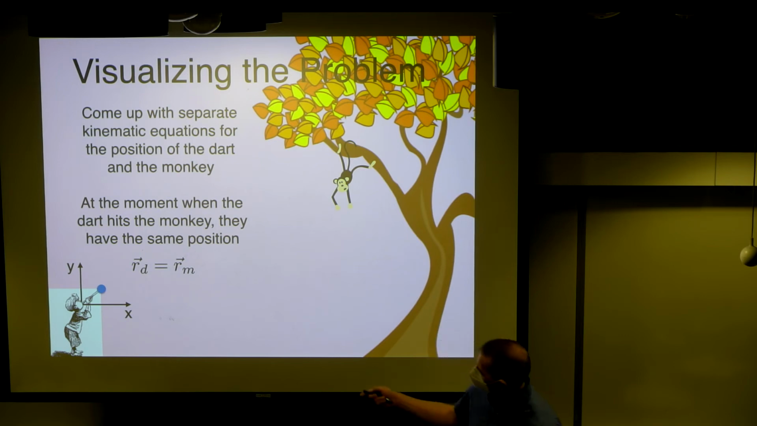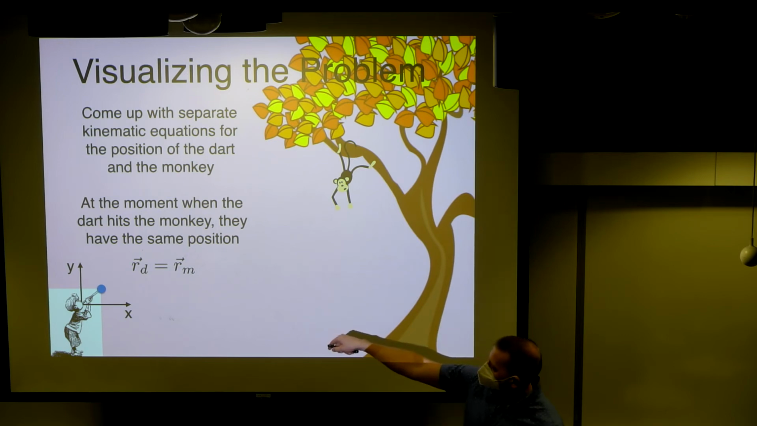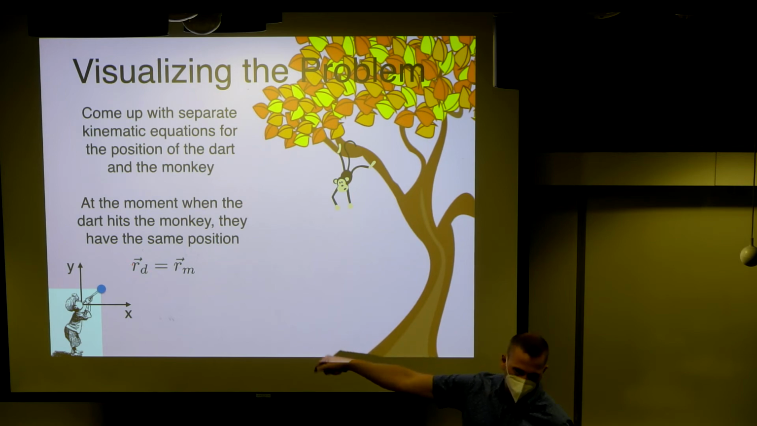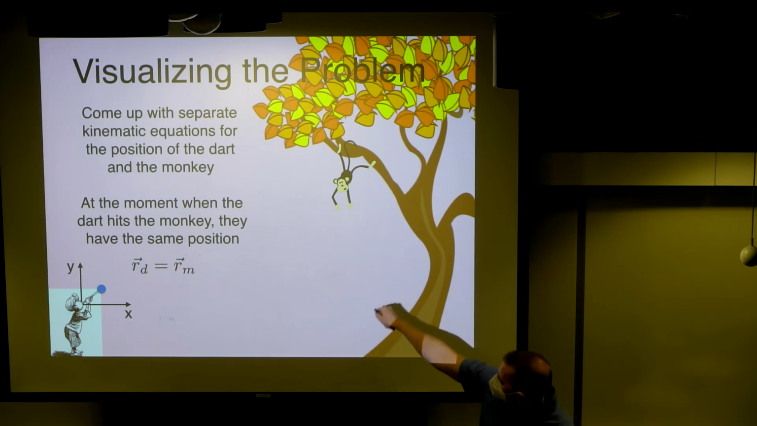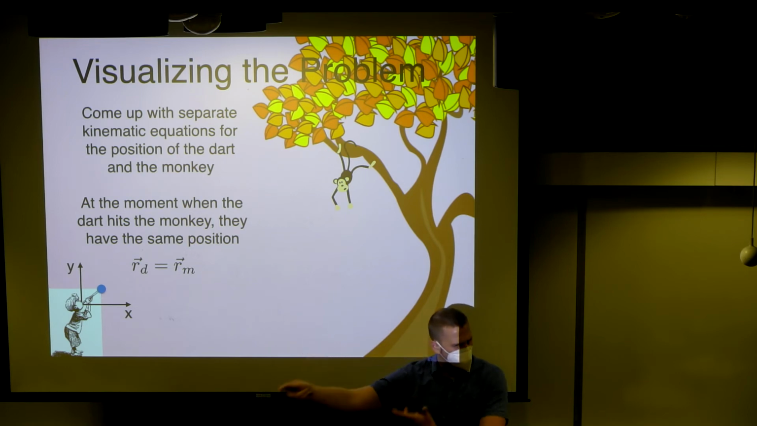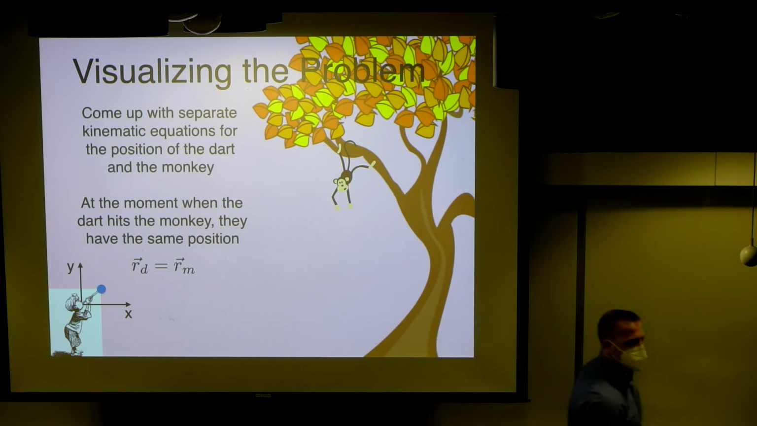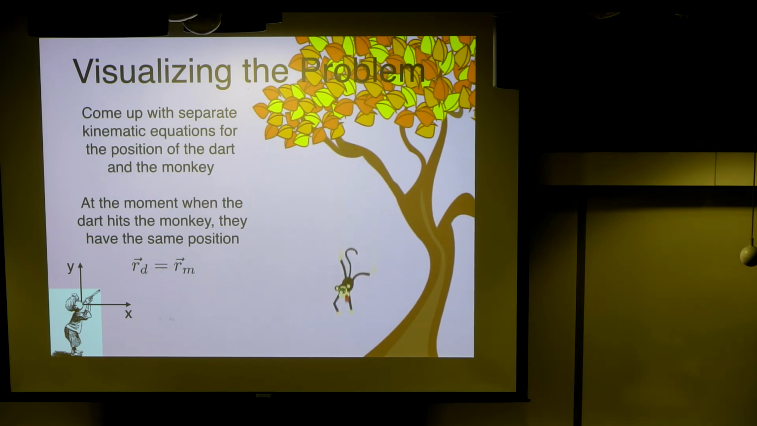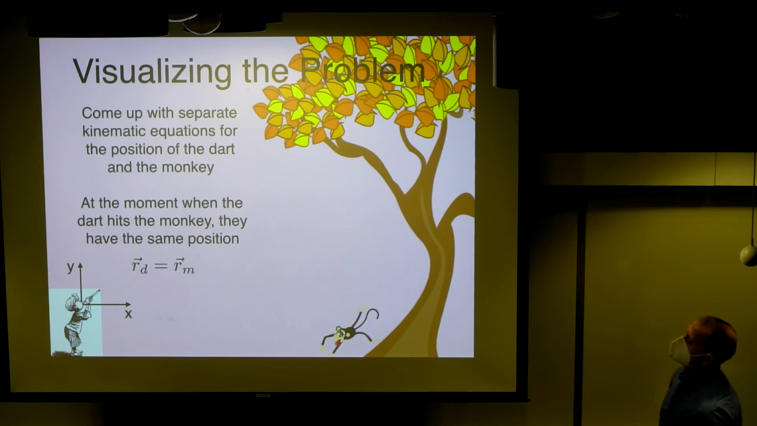So if I were to come up with some kind of kinematic equation that gives me the position of the dart, which I'll call RD, so R is for position and D is for dart, I want to set that equal to RM. That's what ensures that we hit the monkey, right? And if I do this and just see what comes out, that should tell me how I need to aim in order to hit the monkey, okay? But here's the animation. All right, so we want that to happen.